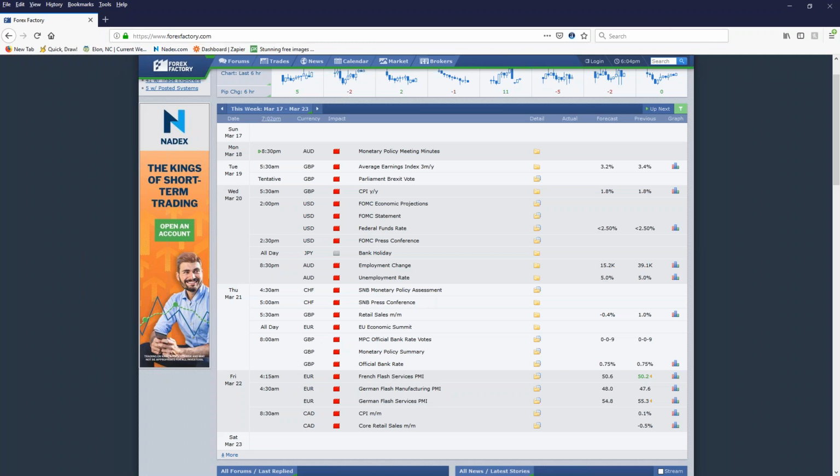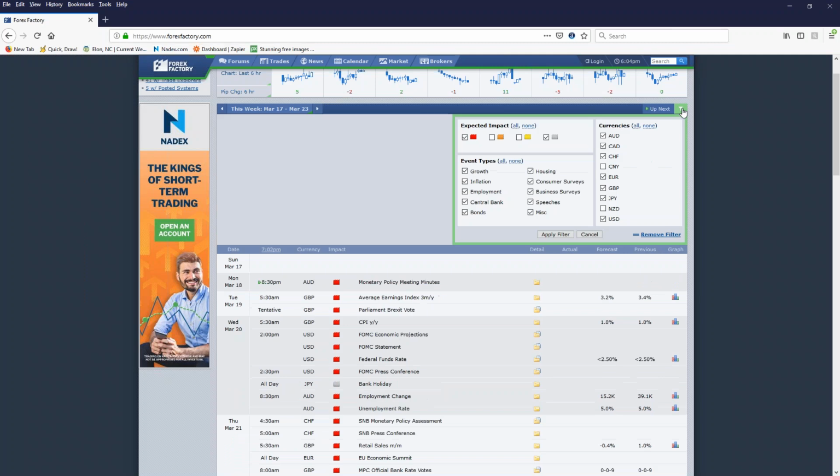How do you get only the red reports? Up here where you see there's a filter icon on Forex Factory, Joey. If you click on that, just check the red. Make sure you uncheck the others.